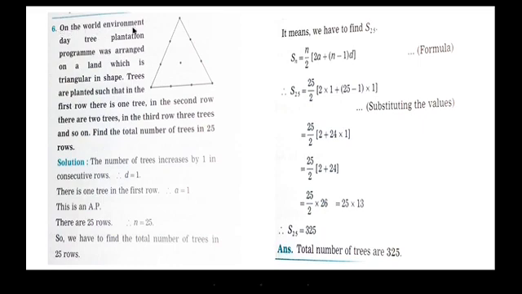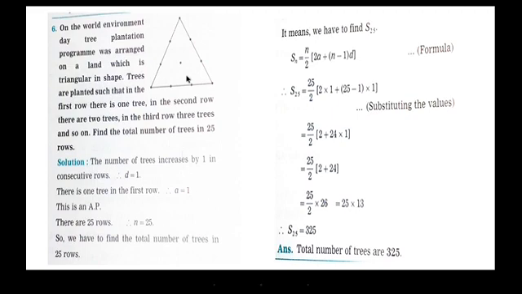on the World Environment Day, tree plantation program was arranged on a land which is triangular in shape. Trees are planted such that in the first row there is one tree, in the second row there are two trees, in the third row 3 trees and so on. Find the total number of trees in 25 rows.